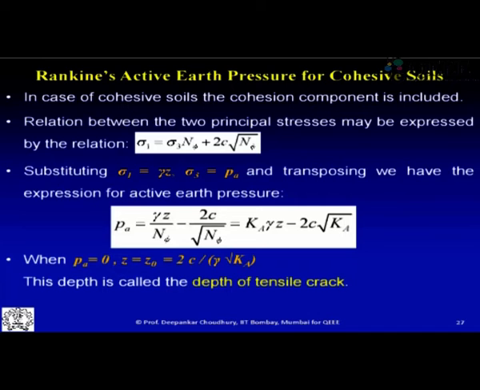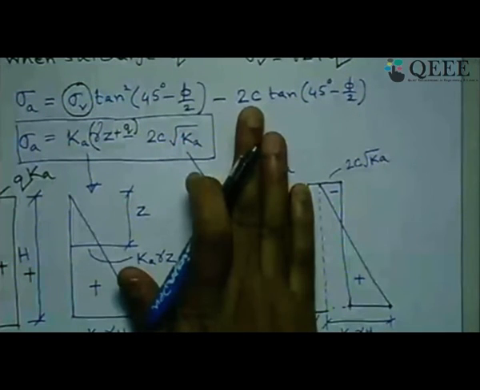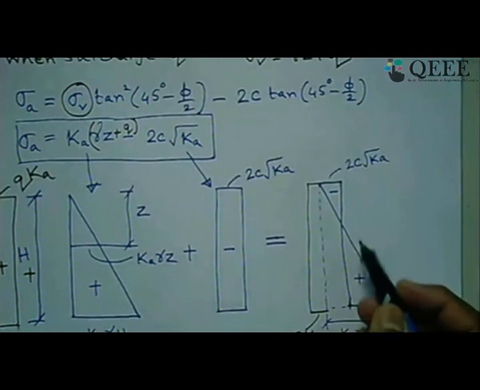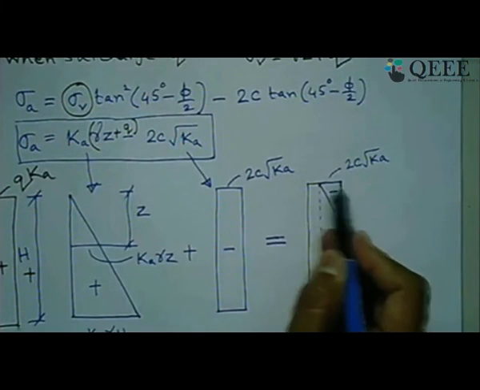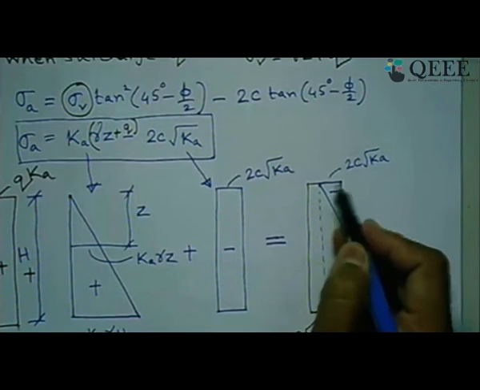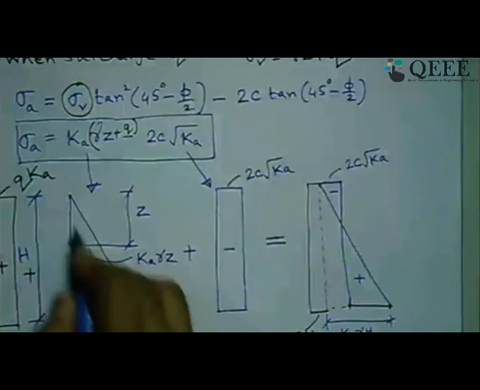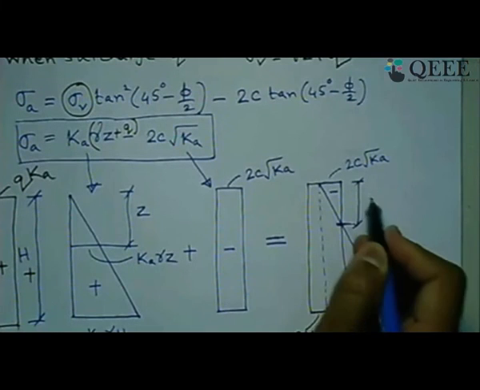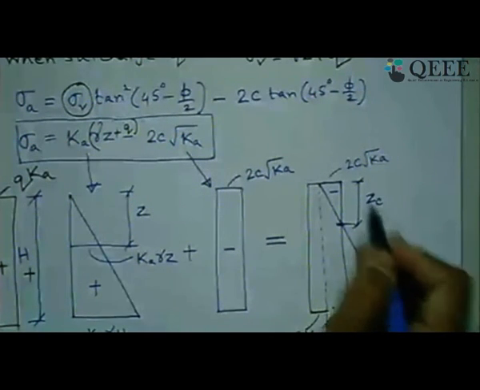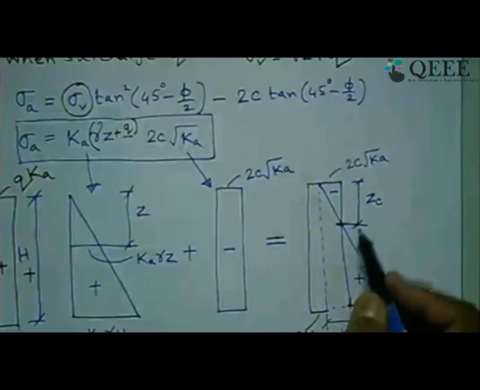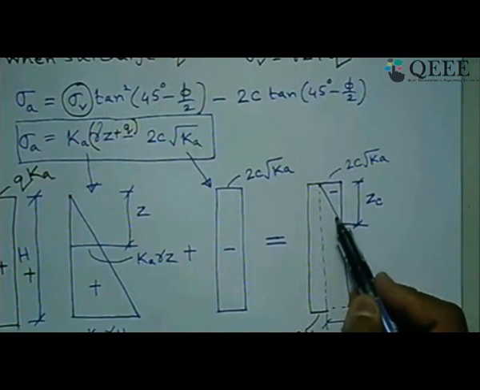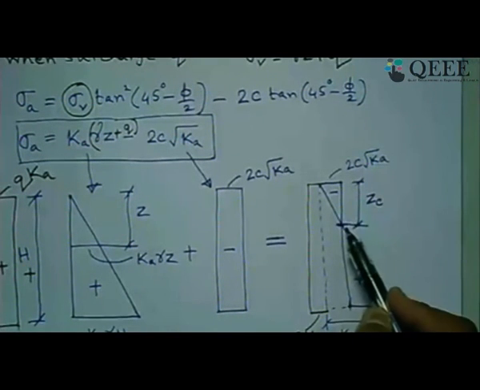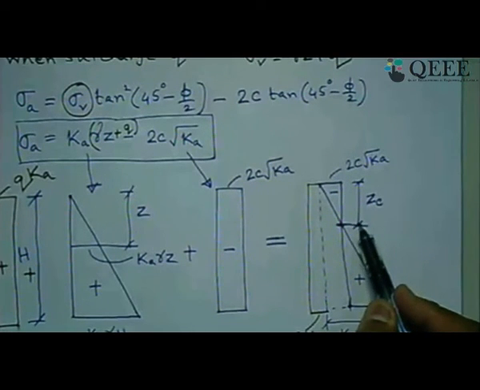When surcharge is not there, in this case you can see over here, when c-phi soil is present, this component is negative. So at the ground surface, when there is no pressure, this negative pressure is acting, and that negative pressure will continue up to a certain depth until this portion compensates its value and makes it 0. This depth we call Z critical, the depth of tension crack, because you can easily expect that soil cannot take tension, as we all know, and this is the negative stress. So this depth of the soil will be under tension. This depth ZC is called the depth of tension crack.